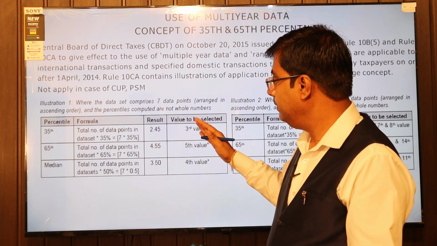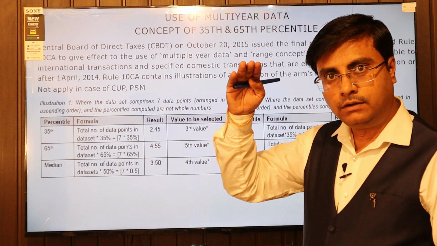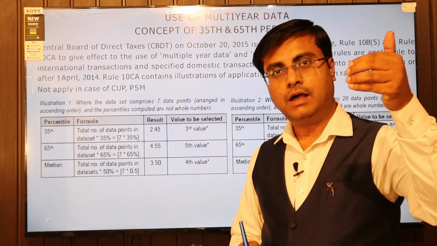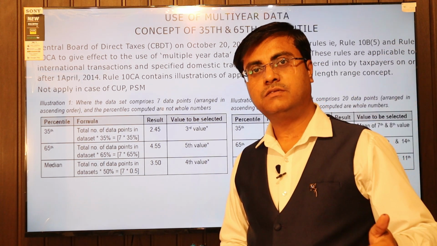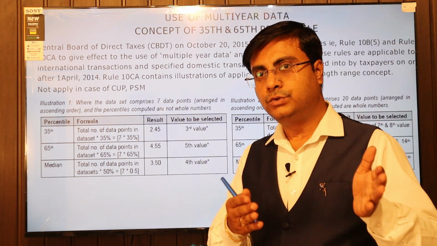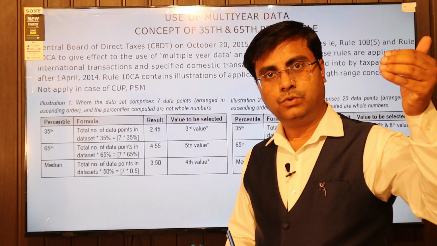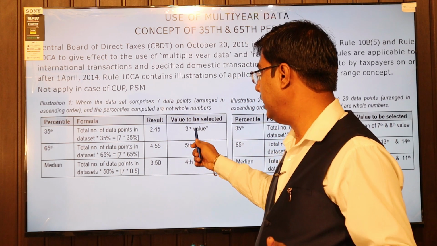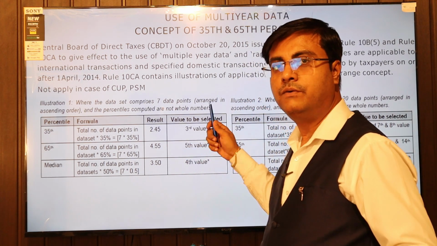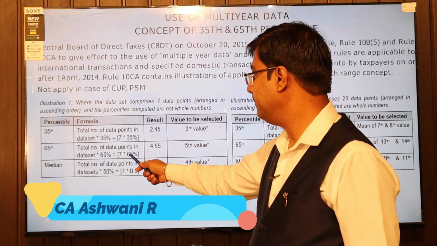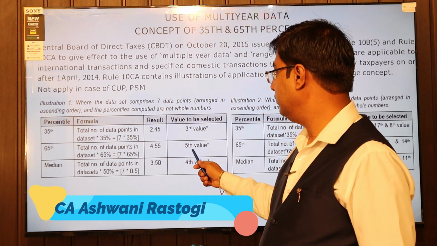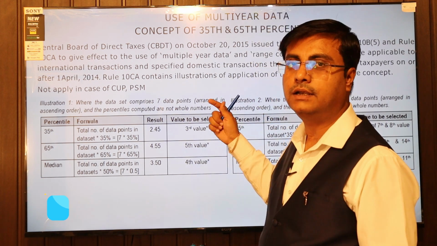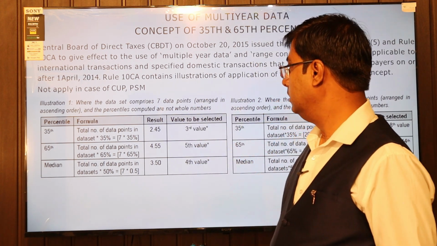Suppose we have companies A, B, C, D, E, F, G. What is the gross margin for this? What is the net profit margin? We use the TNM method. So in ascending order, we will see what is the third value. Okay, this is the third value, profit is 1000. For the 65th percentile, the fifth value is this. So within this range, you are treated as within the arm's length.